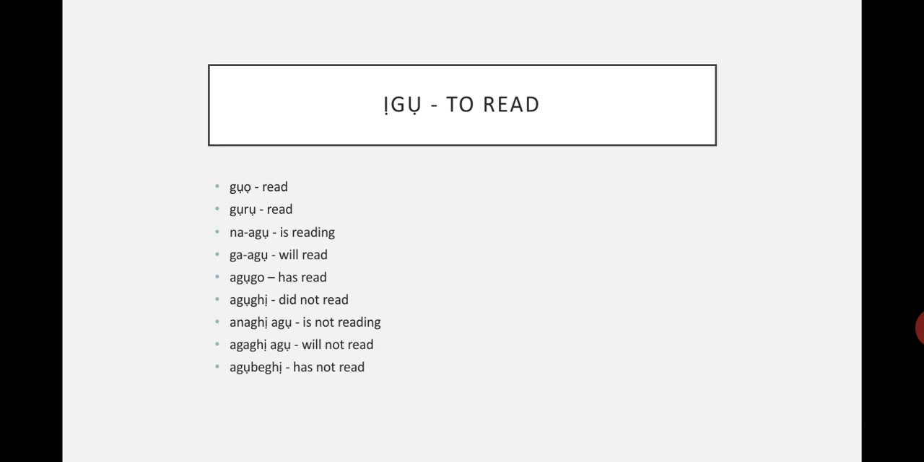Now, these are the different conjugations of the verb igu. Take it one more time. Igu, gu, guru, that's read. Nagu is reading. Gagu will read. Agugo has read. Agugi did not read. Anagi agu is not reading. Agagi agu will not read. Agubegi has not read.